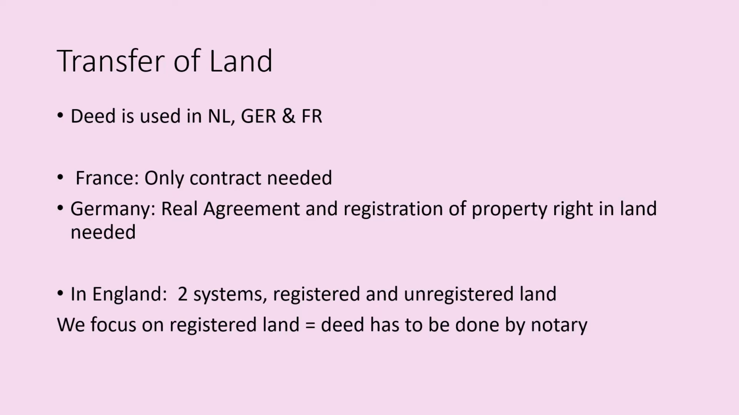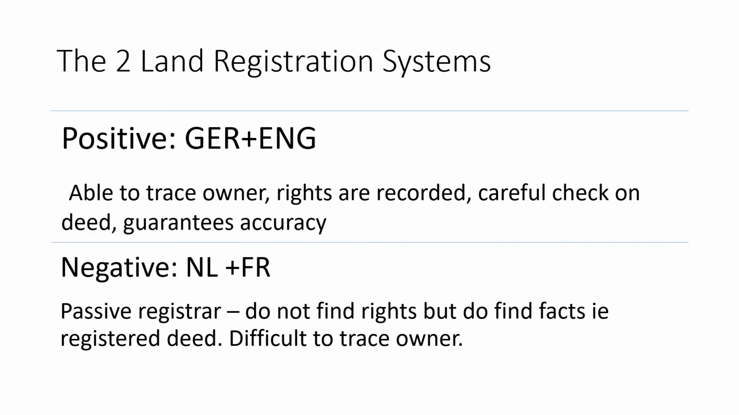that has to be done by a notary. There are also two other types of land registration systems that we could categorize all of the countries into. The first is a positive land registration system, and this basically means that everything's in a lot more detail. You'll be able to trace the owner, all the rights are recorded, there's a careful check on the deed, and it guarantees accuracy. But there's also a negative system of land registration, which is exactly how it sounds. You're registered, but there's hardly any details there, and it's difficult to trace the owner in this system.